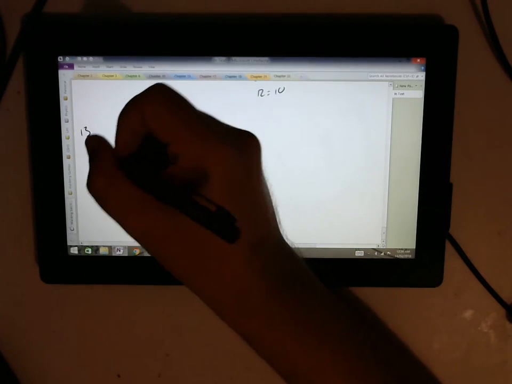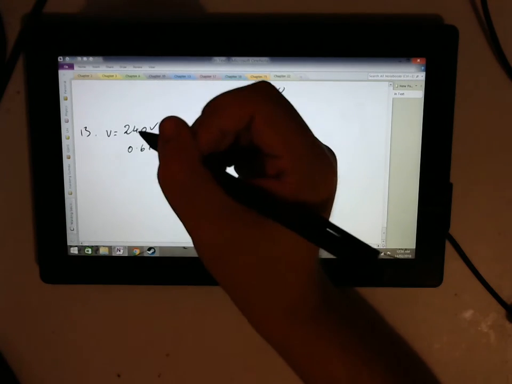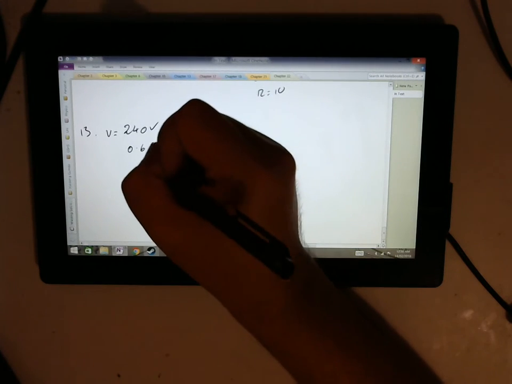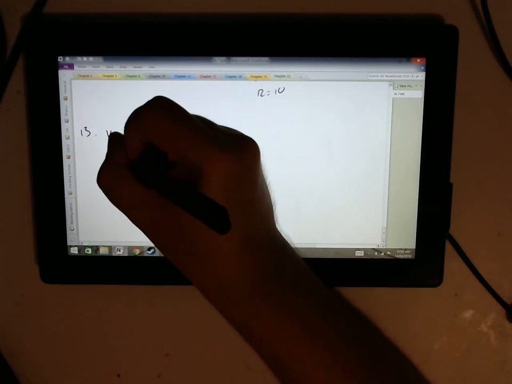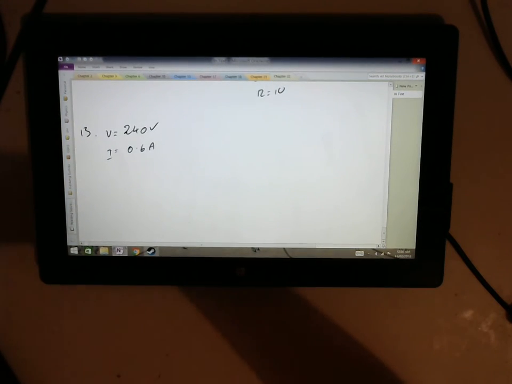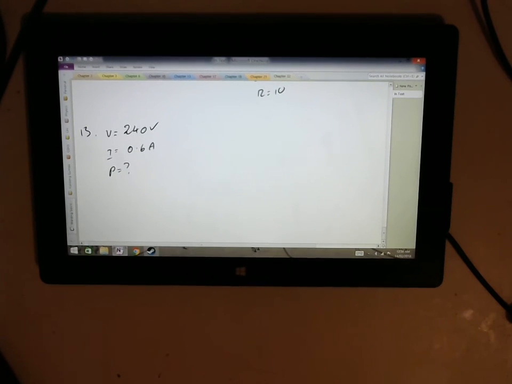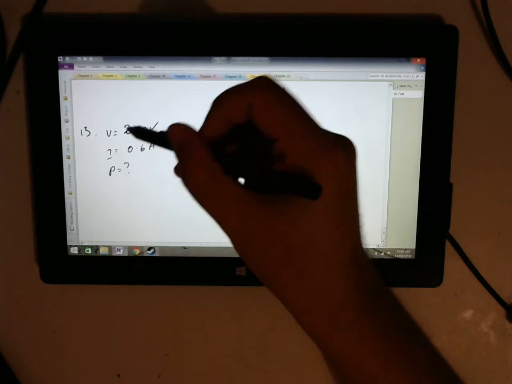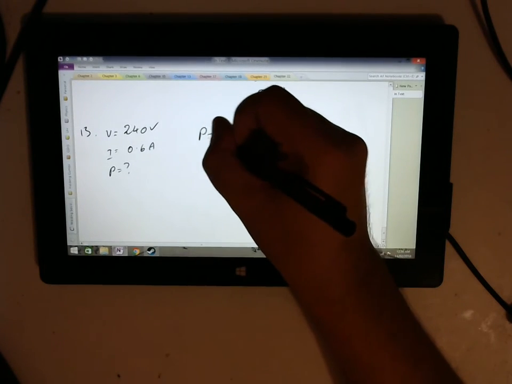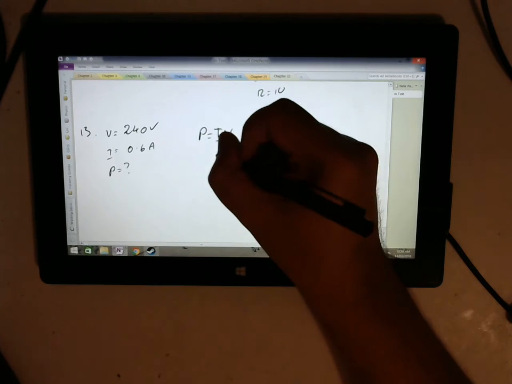So 240 volts, that's a voltage, obviously. So we give it the symbol V. 0.6 amperes, that's a current, we give it the symbol I. And we're asked to calculate the power rating. We just want the power. Power equals don't know. Now, we have a formula for power in currents, and that is power equals current multiplied by voltage. Let's substitute those in.